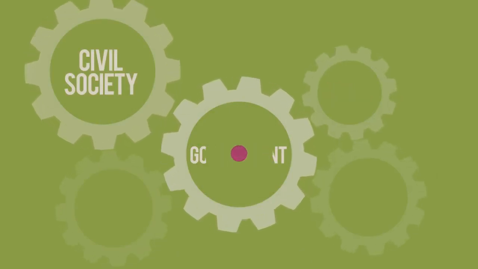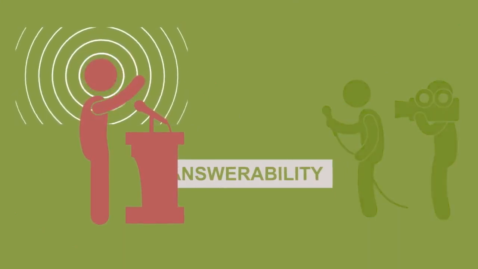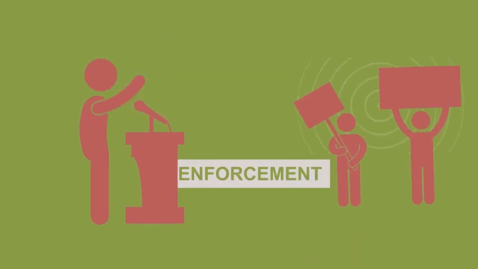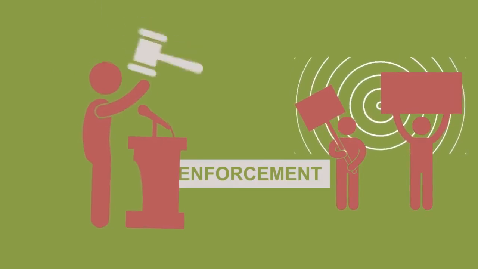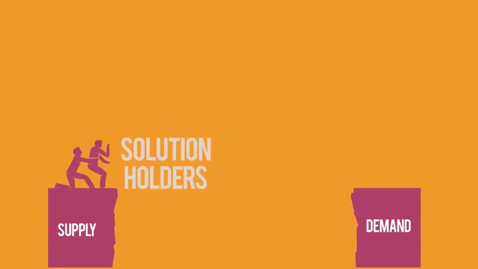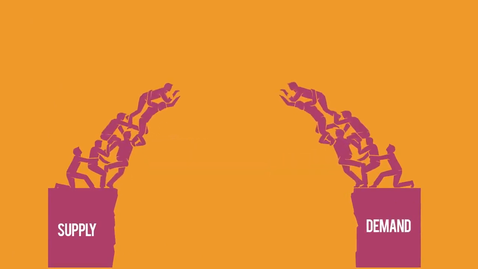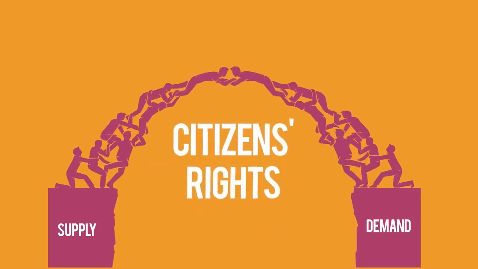There's broad consensus that accountability involves both answerability, making power holders explain and give reasons for their actions, and enforcement, ensuring that poor or immoral performance is punished in some way. In summary, social accountability includes 2 sides: the supply, solution holders, and the demand, civics, mutually existing to ensure the progressive realization of citizens' rights.